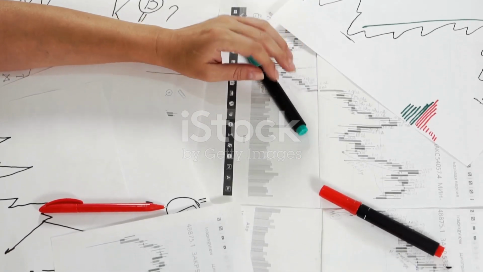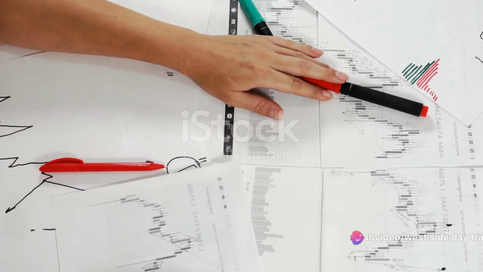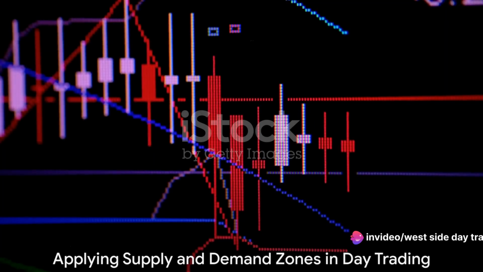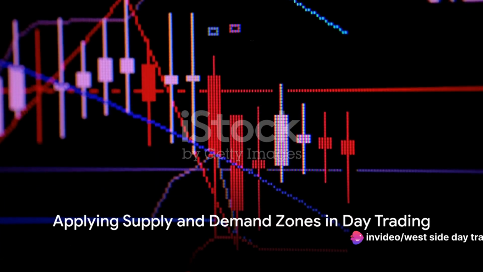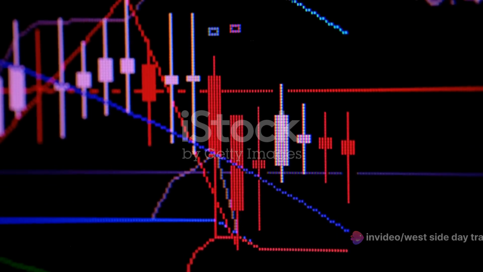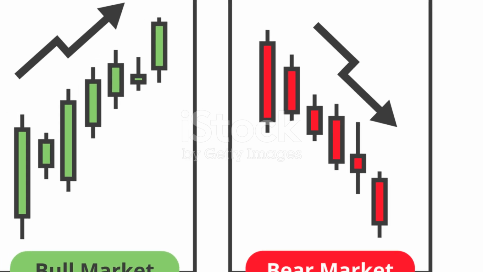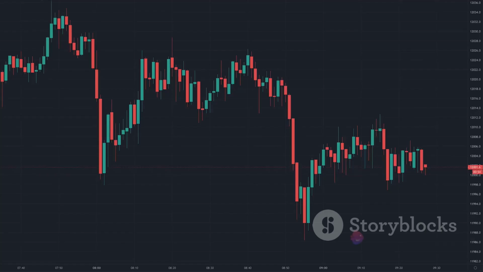Now that we understand what supply and demand zones are, how do we use them in day trading? Applying these zones in day trading can be a game changer. Let's dive into how to identify these zones on a chart. Imagine a busy marketplace. When there's an abundance of a product, the price drops. We call this a supply zone. When there's scarcity, the price rises. This is a demand zone.